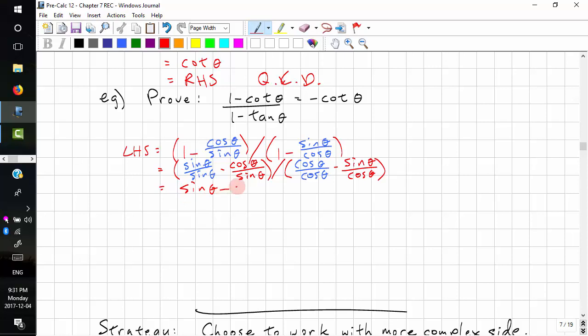Sine theta minus cos theta all over sine theta. Since this is a simple step, we're going to reciprocate this and do this subtraction. So it's going to be cos theta over this. Cos theta over cos theta minus sine theta.